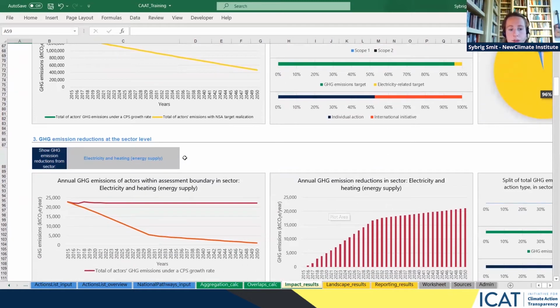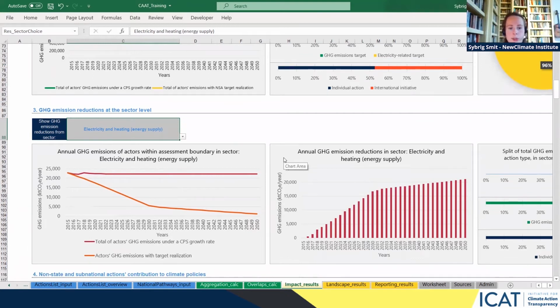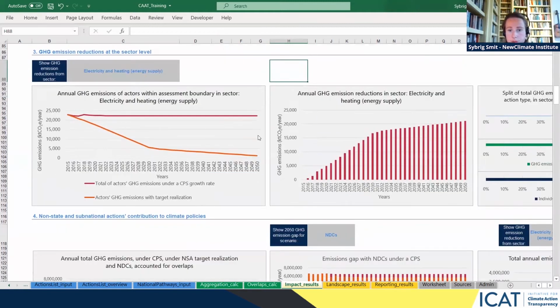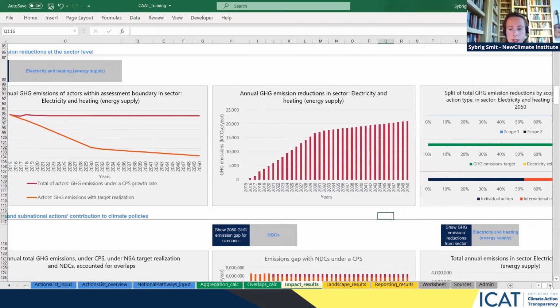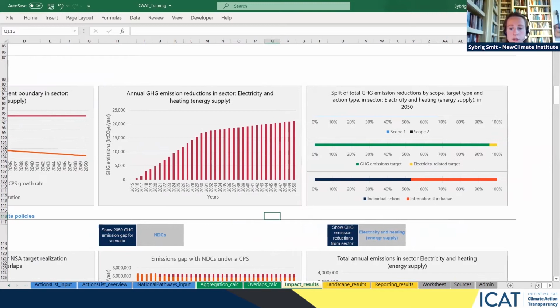The sheet contains several drop-downs to focus on certain sectors or scenarios specifically. In this case, I've selected electricity and heating, where you can zoom in on the sub and state actions in that sector. As you can see with the dark red line, it stays rather constant under a reference scenario, and sub and non-state actions have a significant impact and almost goes to zero under target realization. And we also see the annual impact of the electricity and heating sector actions and how it is divided over different categories.